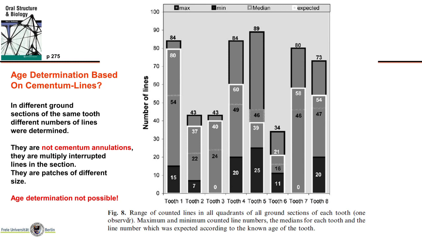So to conclude this, you cannot determine the age from the cementum lines. They are not any kind of cementum rings. Instead, there are multiple interrupted lines in the sections, and they indicate many local patches of different sizes on the same tooth, and they have nothing to do with the age. Their formation is independent from age. It is not possible to determine the age in this way for morphological reasons. And no matter how sophisticated the statistics in the counts are, they do not help, as we have found this kind of ambition in some other studies. But it just doesn't work.